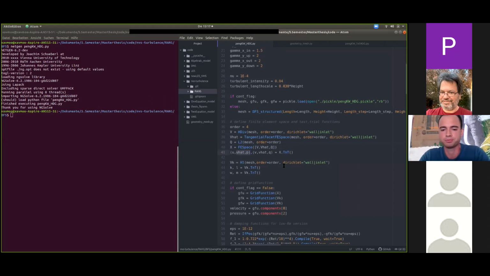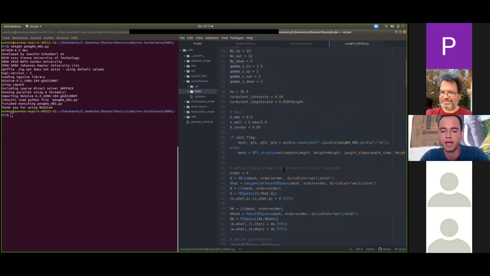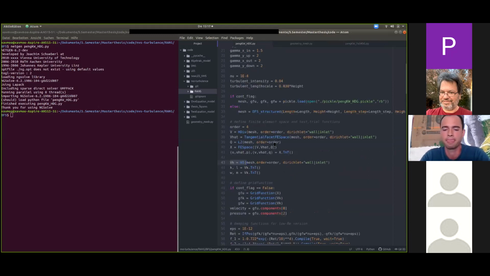and then we define our test and trial functions. In this example, we use a conventional H1 conforming method for the turbulence model. So we just define it with an H1 space and also define our test and trial spaces. We can also have examples where we have an HDG formulation for our turbulence models, which can be seen here, where we have an L2 space and a facet FE space, which can also be done here.